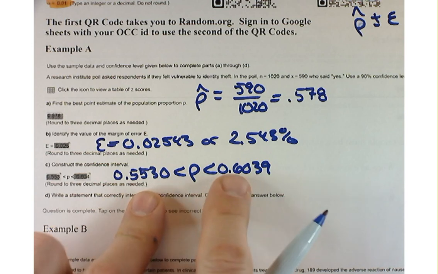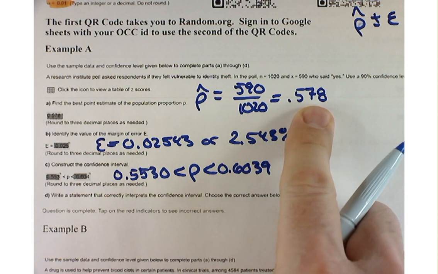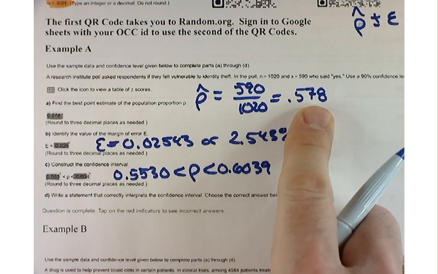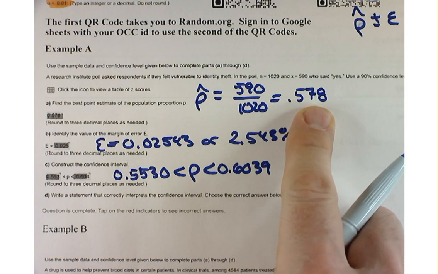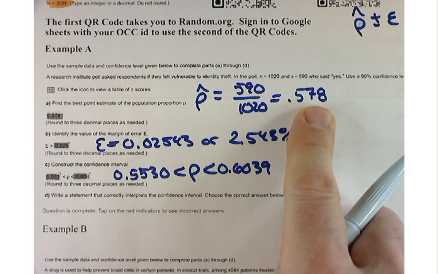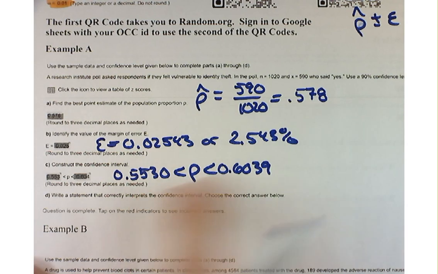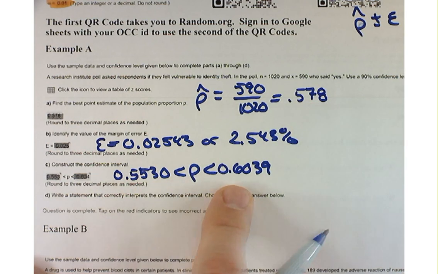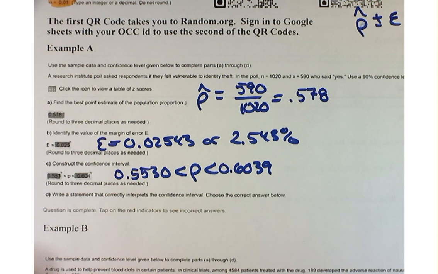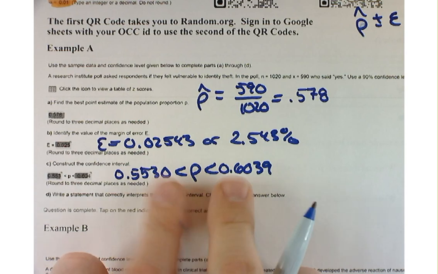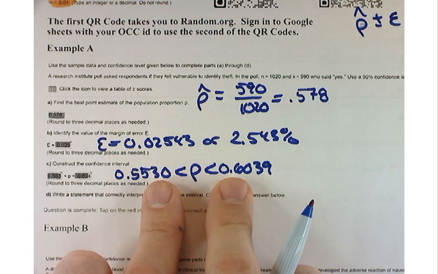So we're not sure what the value is if you were to try and talk to everybody that's part of this population. Our best guess is that about 58% of people are worried about identity theft. But where the true value is, is probably between here and here. Now, I was being a little bit loose with the way I stated this. So we are going to have to sharpen up the way we state our conclusions.